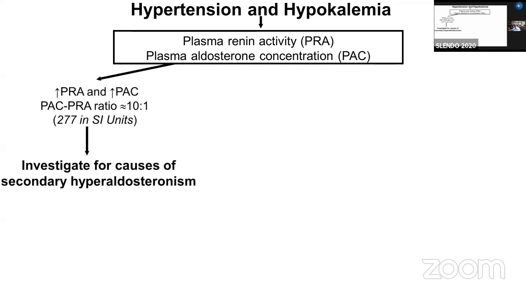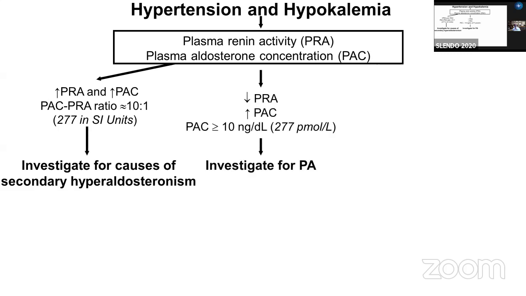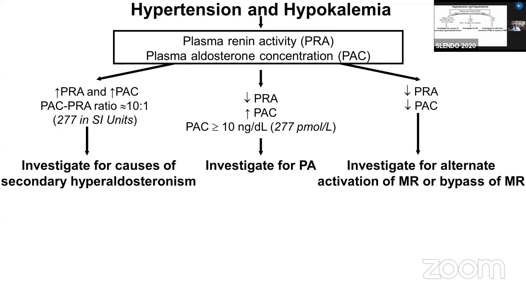If renin's high and aldosterone's high, typically the ratio between aldo and renin is about 10 to 1, then we should investigate causes of secondary hyperaldosteronism. Whereas if renin is low and aldosterone's inappropriate, greater than 10, that's when we should investigate primary aldo. Whereas if renin's low and aldosterone's low in that person with hypertension, hypokalemia, we should be thinking about alternate activation of the mineralocorticoid receptor, or the MR has been bypassed by some condition.